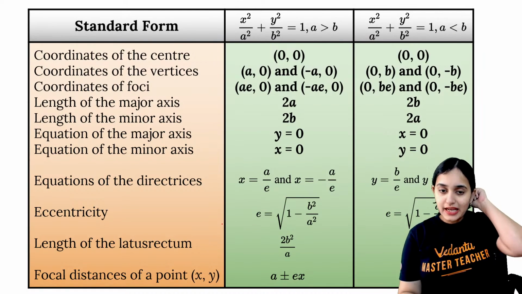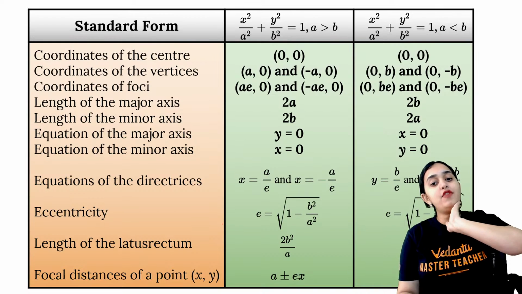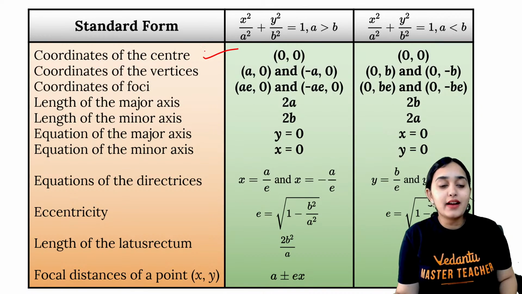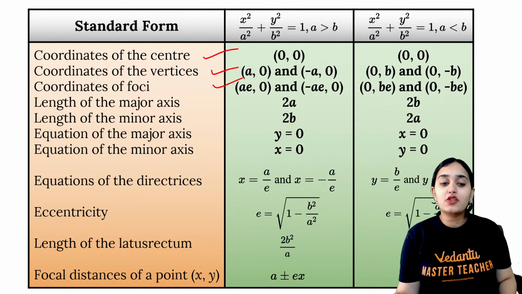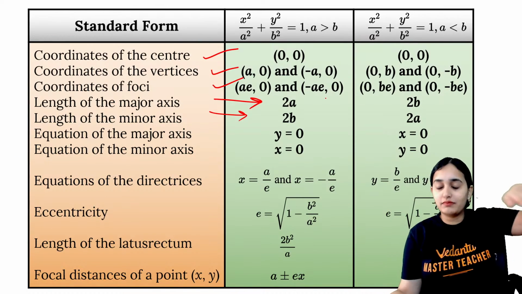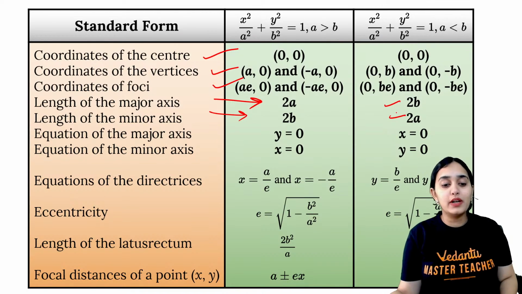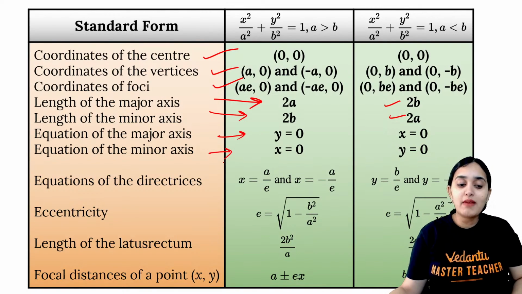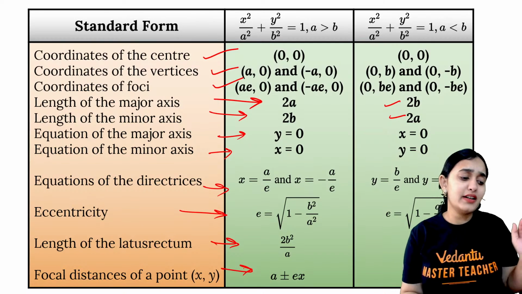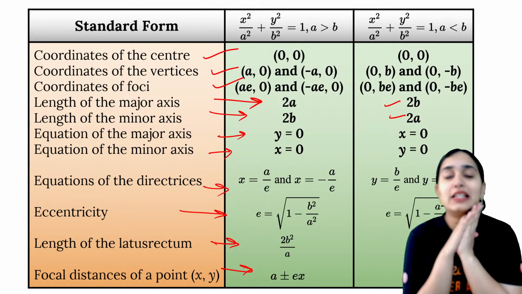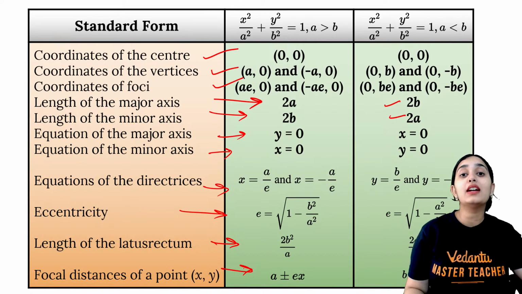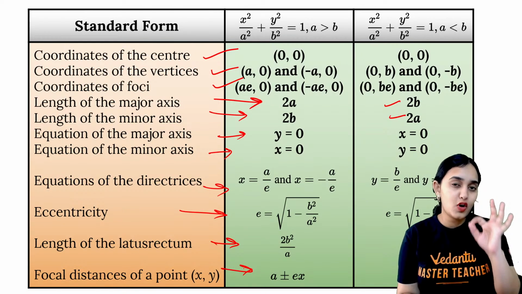Okay. Next, we have the ellipse. Standard form of the ellipse: x square upon a square plus y square upon b square is equal to 1, when the coordinates of the center are 0, 0. Coordinates of the vertex, coordinates of foci, major axis 2a, minor axis 2b, if it is a horizontal ellipse. If it is a vertical ellipse, then 2b, 2a. Okay. Equation of major axis, equation of minor axis, equation of directrix, eccentricity, length of latus rectum, and focal distance of the point. Everything is important. I have already revised and explained how to apply these formulas in questions. So you can refer to the 2D Minnal KEAM series if you have not seen that video.